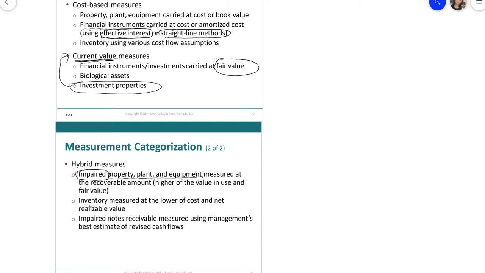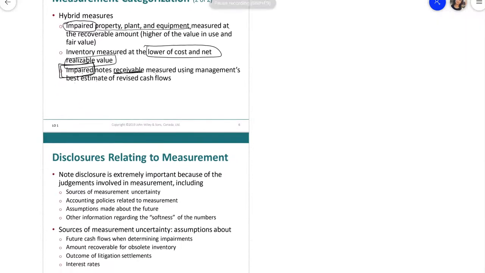Like I said before, inventory is measured at the lower of cost and net realizable value. So these are the two methods of measuring the inventory. The next one is impaired notes receivable, measured using management's best estimates. When we're talking about any type of receivable, management uses estimates. From there we measure the notes receivable, and we find out if they're impaired or not. If they're impaired, we need to do an adjustment at the end of the year.